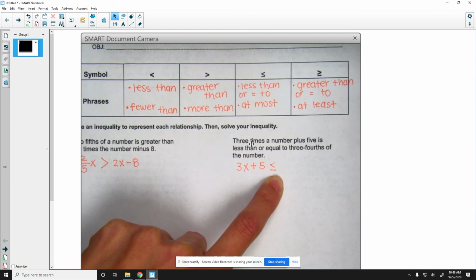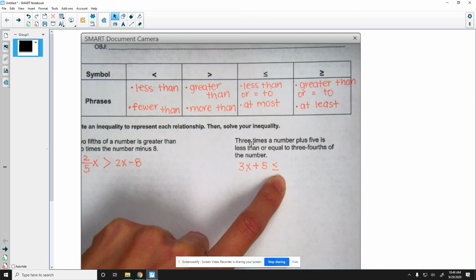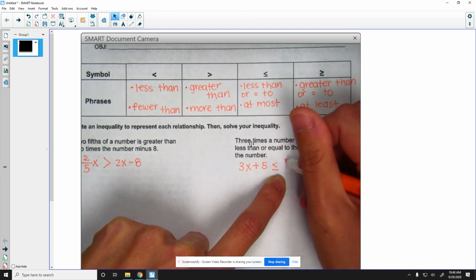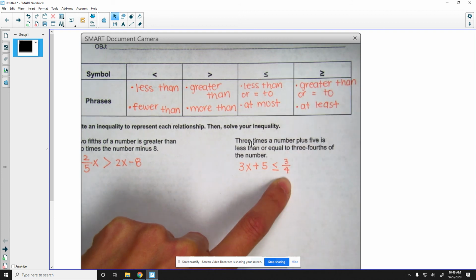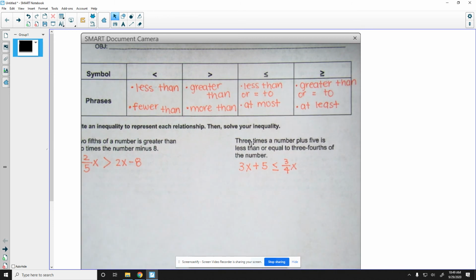How do I write 3/4 of a number? Hannah, what do you think? 3/4. Yeah, that's it. 3/4 is just 3/4, a fraction of a number. Of always means multiply, so it's just x. Okay, then you would draw your line, solve, move your x's around, and so on. You'll do that later on the video by yourself. Okay, so finish writing that down, then let's do the bottom word problem.